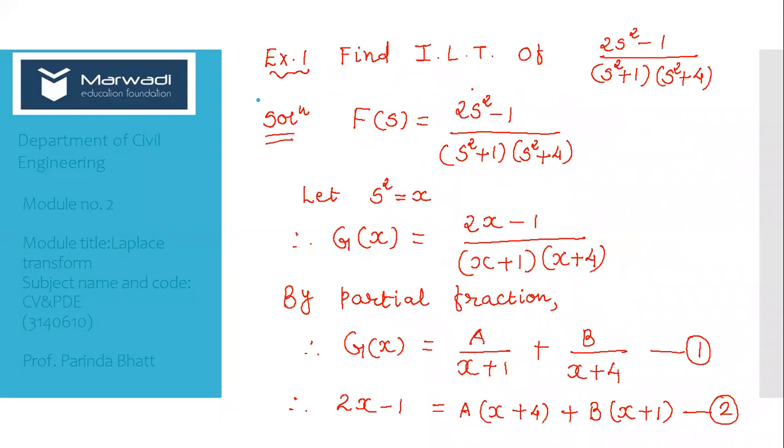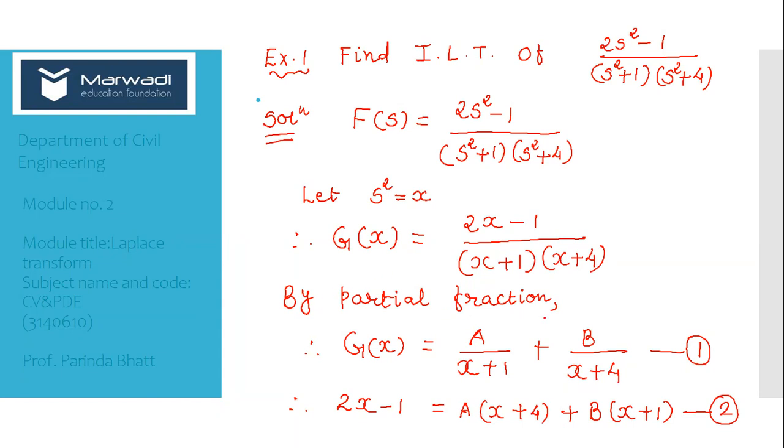This is the type number 3. When both the factors in the denominator are polynomials and they are different, then we convert into the type number 1 in a very easy way. But the condition is that the s power in the denominator and in the numerator, both factors, is similar. 2s square minus 1 upon s square plus 1 into s square plus 4. Now assume s square equal to x. Therefore, this is converting into this.